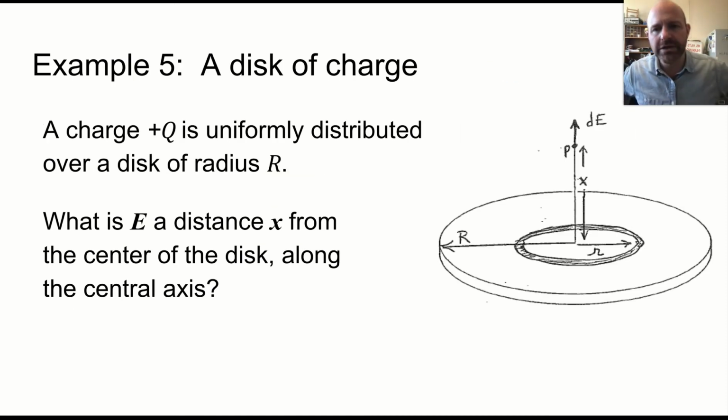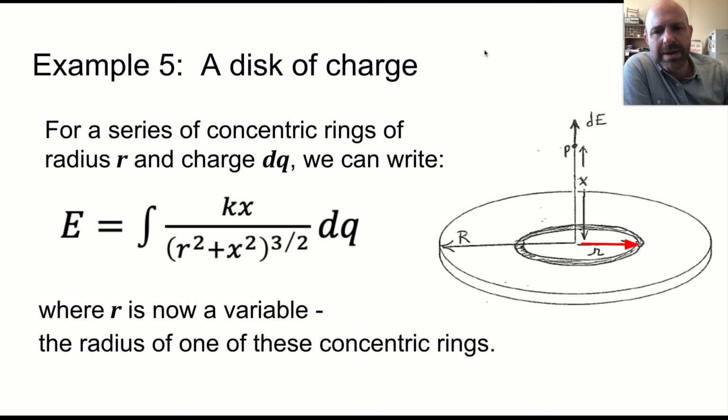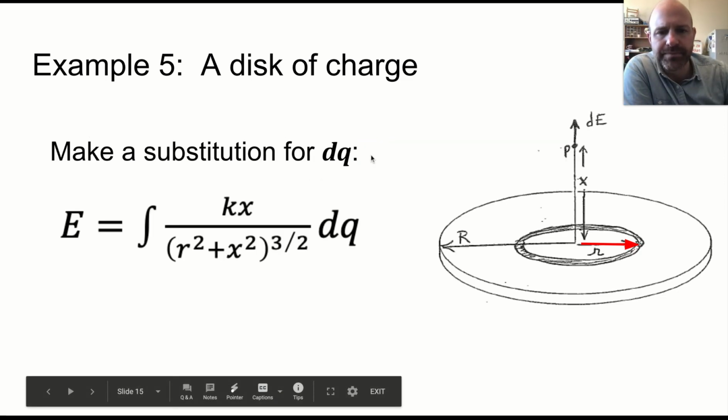So how do we do example 5? Well, you start with that answer from the ring. And we think about, well, what are we actually changing here as we go from the middle outward? If we are integrating this from a radius of 0, basically a point at the middle, all the way out to the end, it's actually that capital R that becomes our variable, right? So we have k times x times dq over all this 3/2 stuff. We're just going to add up all these concentric rings.